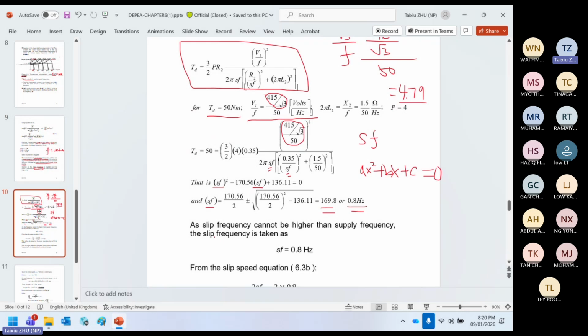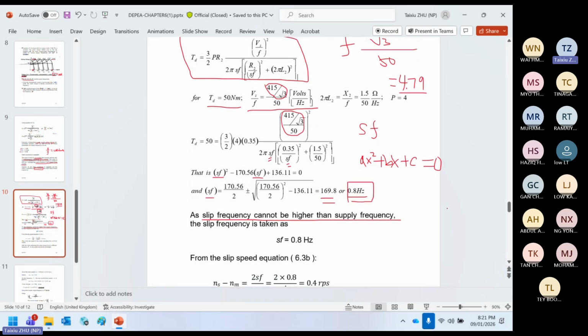You have to say, okay, slip frequency cannot be higher than the supply frequency. True, because remember, the slip frequency is roughly speaking the frequency on the rotor, so it cannot be that one. So this one is out. You always choose the smaller one. So that's the answer.